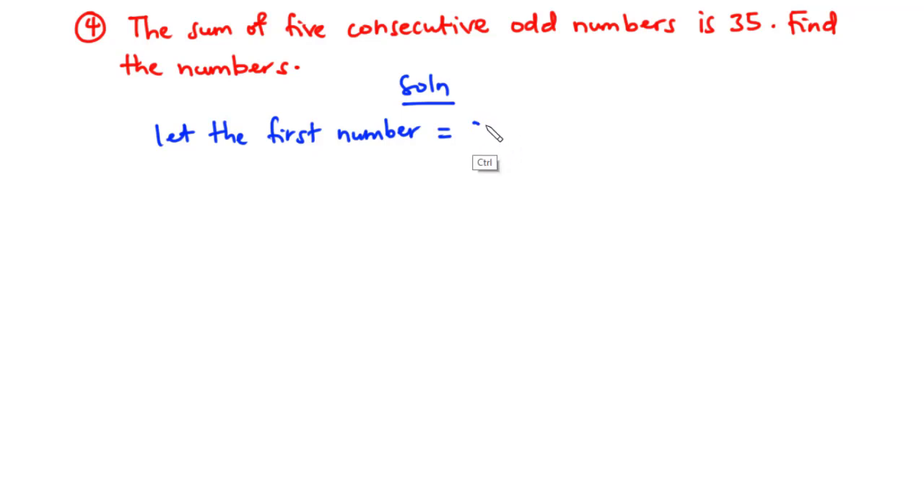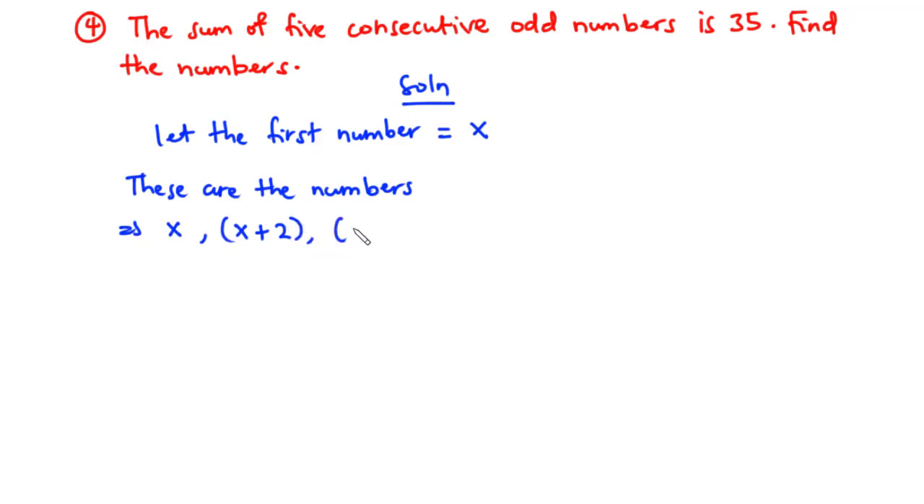Now if the first number is x, then it means that the second number will be x plus 2, x plus 4 in that order. So these are the numbers: x, x plus 2, x plus 4, x plus 6, and then x plus 8. So we have 5 numbers here.